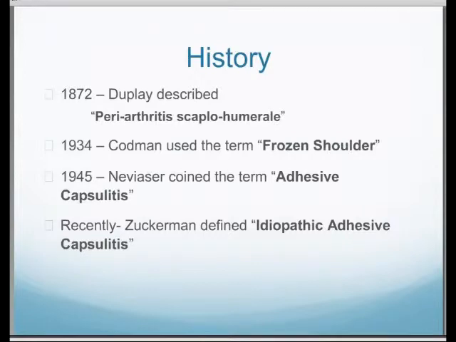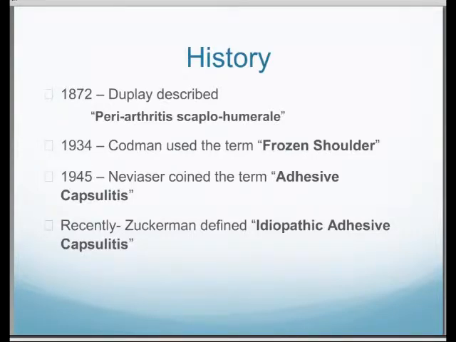And more recently, in the 1990s, Zuckerman had a well-defined definition of the idiopathic adhesive capsulitis to try to define it from those situations where people get stiff shoulders or painful stiff shoulders after things such as trauma, previous surgery, things like that.